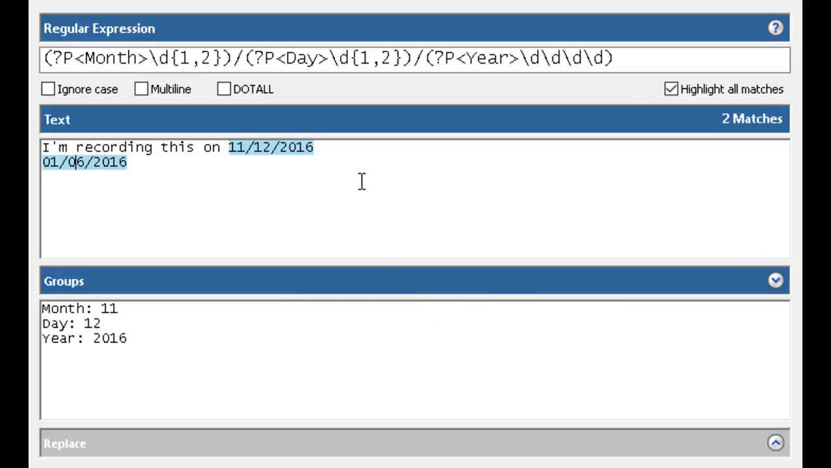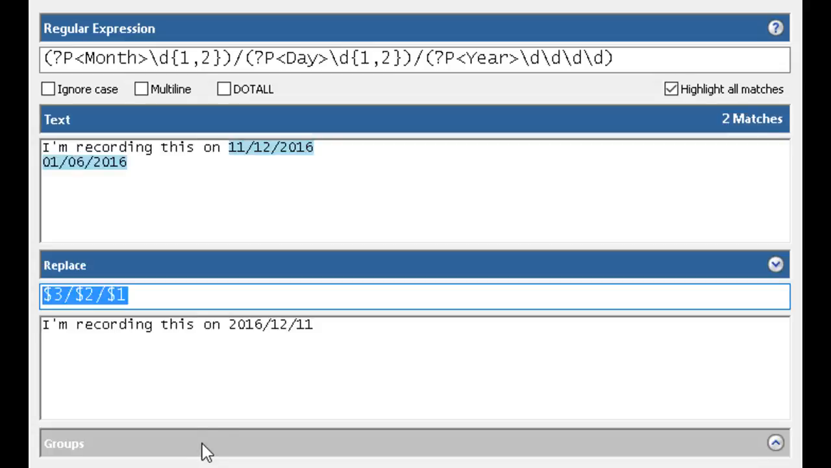Let's pretend we wanted to convert this into how Europeans look at dates. What we could do is say 3/2/1. It's going to take the third one, recoding this where it says 11/12/16, and then I say put in the third one, put in the second one, put in the first one. So it goes year, month, day, or actually, I'm getting confused here. That's day, yeah, that is right.